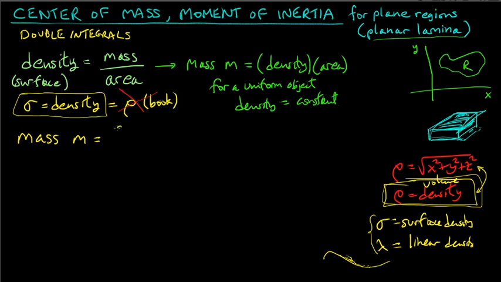In any event, to calculate the mass of a non-uniform object, you have to integrate the density over the region. And the density could be a function of position, right? Density is a function of location. So for example, in this region R up here, let's say it's more dense over here, and then it gets less dense as you move out over here, right?